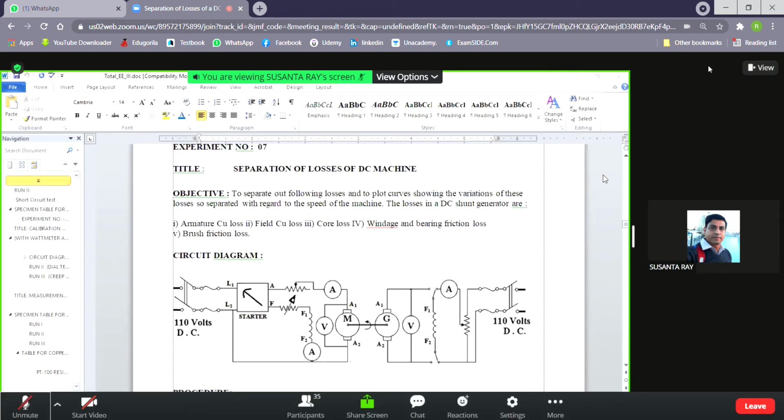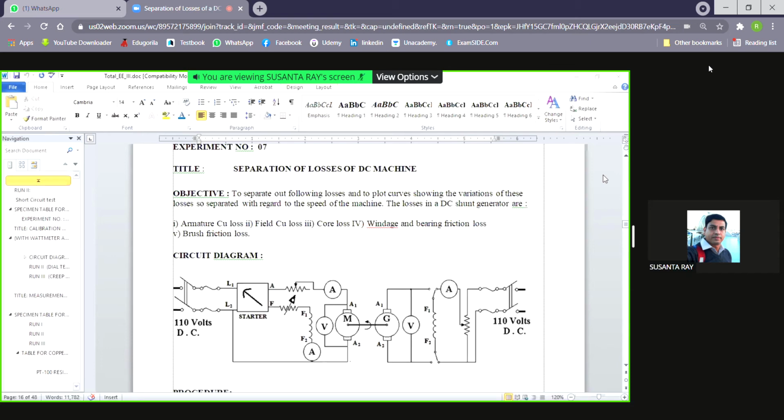Now the fourth one is windage and bearing loss, bearing friction loss. Now what is this?